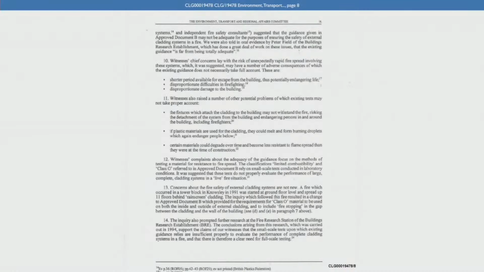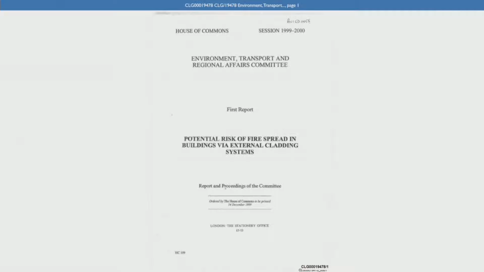I just want to look at some of the recommendations made by the Select Committee in their report after the evidence. We can find that at CLG 3019478. Now, we've gone in on page 8. Let's go to page 1, please, because we'll get the date of this document, which is the 14th of December 1999, as you can see on your screen.